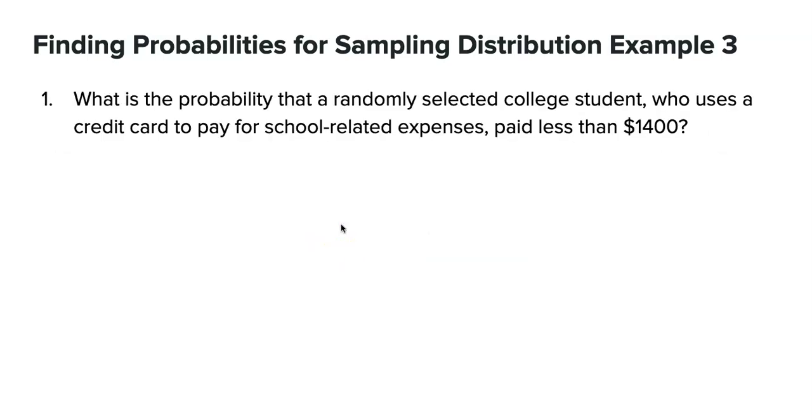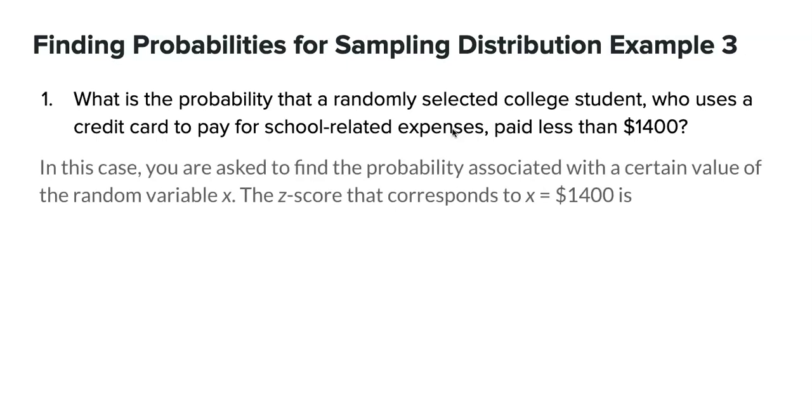Number one, what is the probability that a randomly selected college student, look, this is a randomly selected college student. This is not a sample of a group of students. This is just a single student who uses a credit card to pay for school-related expenses pay less than $1,400. Now, this is not a sampling distribution, you see? This is just a single person. So do your normal distribution the regular way, the way that you know.